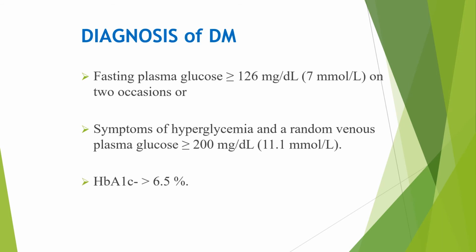Well, just overall to diagnose diabetes mellitus, we need one of the three criteria. The first criterion is fasting plasma glucose greater than or equal to 126 mg per dl or 7 millimole per liter on 2 occasions, or symptoms of hyperglycemia and a random venous plasma sample greater than or equal to 200 mg per dl, or hemoglobin A1C greater than 6.5%. So one of the three can diagnose both type 1 and type 2 DM.